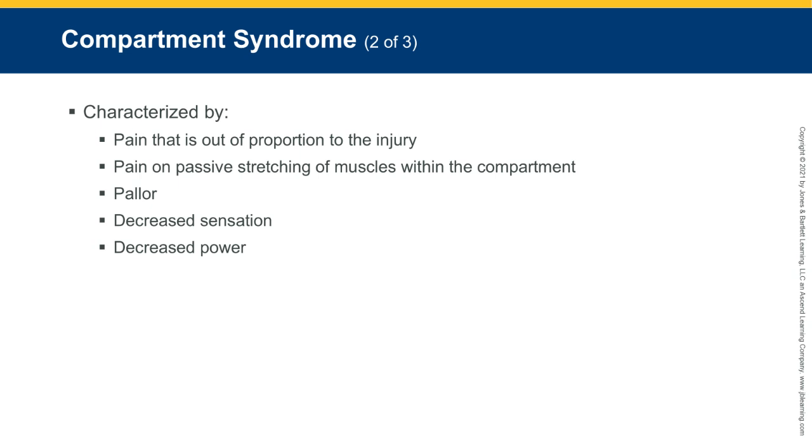Compartment syndrome is characterized by pain that is out of proportion to the injury, pain on passive stretching of muscles, pallor, decreased sensation, and decreased power in the affected limb. If left untreated, this condition can cause permanent muscle and nerve damage, potentially leading to the loss of the limb.